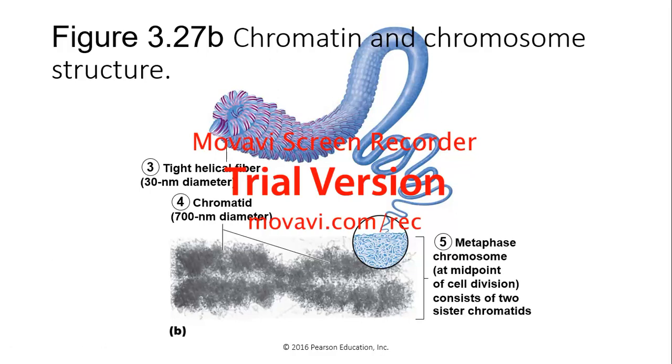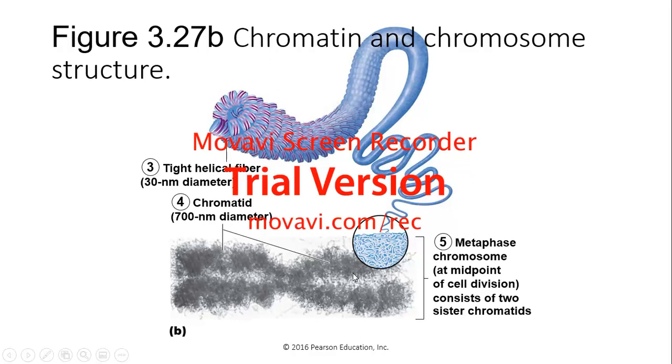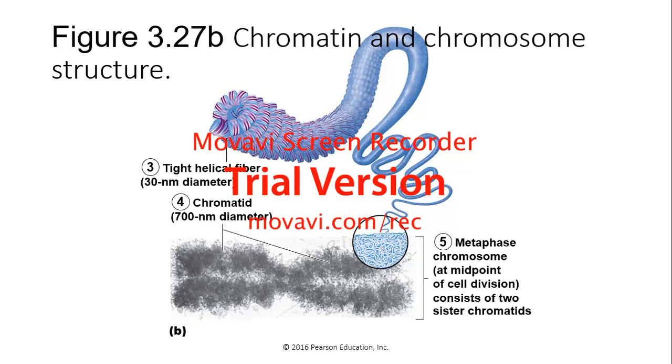So this is showing you an image of a chromosome, which again is condensed chromatin. And this is actually showing you a sister chromatid, which we'll talk about in a second. Essentially, sister chromatids get generated after DNA replication, which happens in the S phase of the cell cycle, which is during interphase. So DNA replication doesn't occur during mitosis. DNA replication occurs during interphase, during the S phase of interphase.